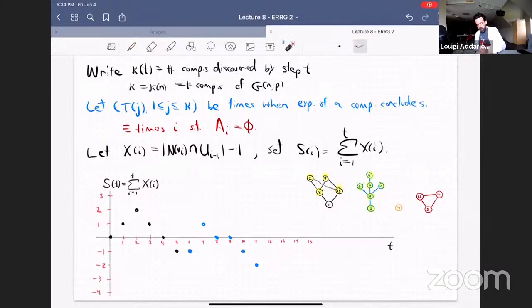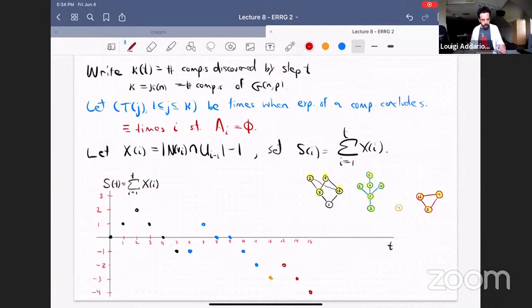When we go on to explore the third component, it has no new neighbors, so we immediately take a negative step. And then when we explore the fourth component, we make a positive step because 5 has 2 neighbors, followed by 2 negative steps. Okay, so this is the process S that I've just plotted.